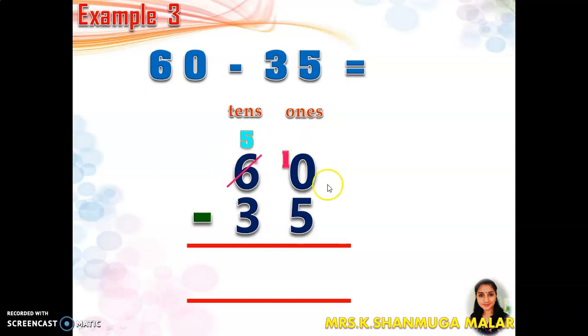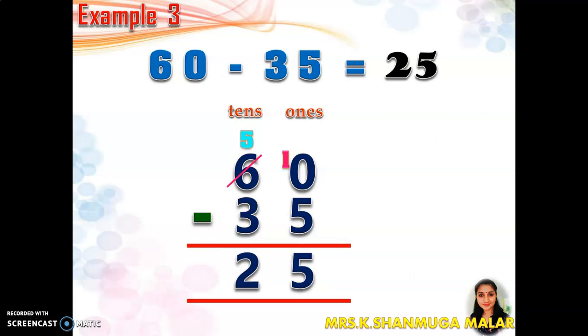Now here we have 10. So 10 minus 5. After 5 is 6, 7, 8, 9, 10. So we must stop at 10. Students, how many fingers do we have now? Yes, we have 5. So the answer is 5. And in tens we have 5 minus 3. 5 minus 3 we get 2. So the answer is 25.